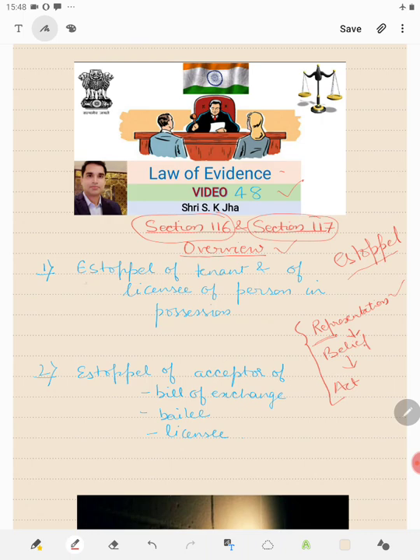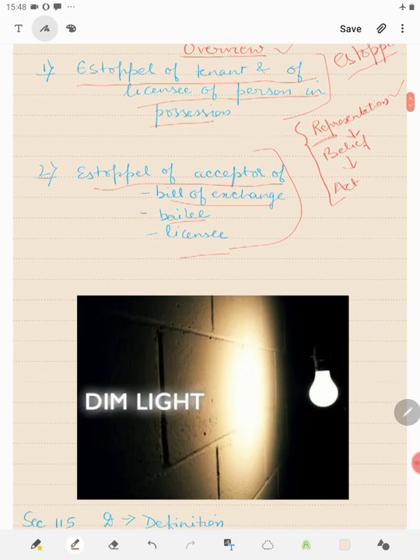So we will see estoppel of tenants and of licensee of person in possession. So in case there is an immovable property and there is a tenant, then what kind of estoppel would apply? That is part of section 116. Then estoppel with regard to an acceptor of bill of exchange, bailee, and licensee. Then in that case, what type of estoppel would apply?